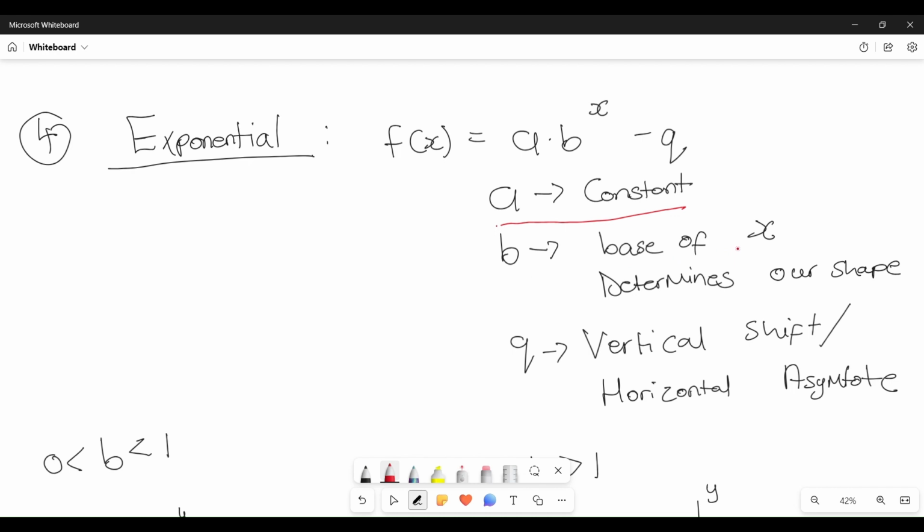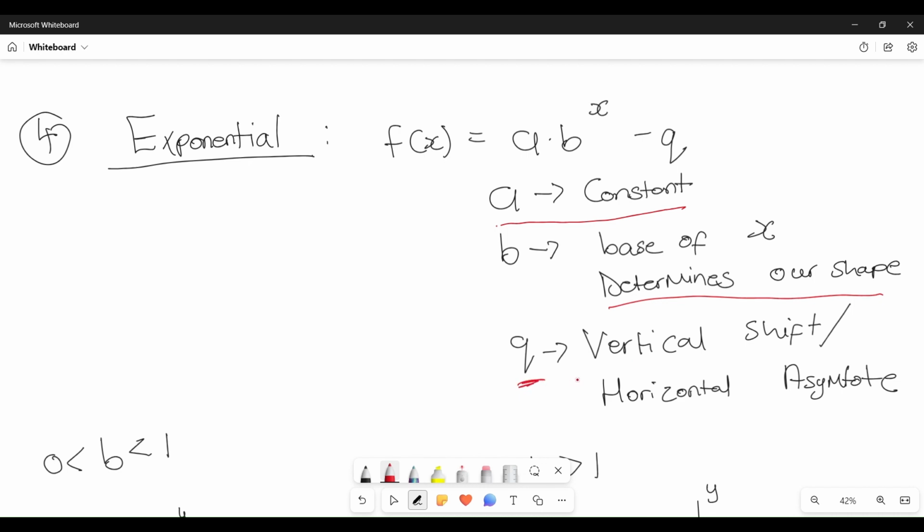A base of x, and b determines what? Determines our shape. So now for an exponential function, it's either a decreasing or an increasing function. That's where p comes in. So now p will determine whether our exponential function is a decreasing function or an increasing function.